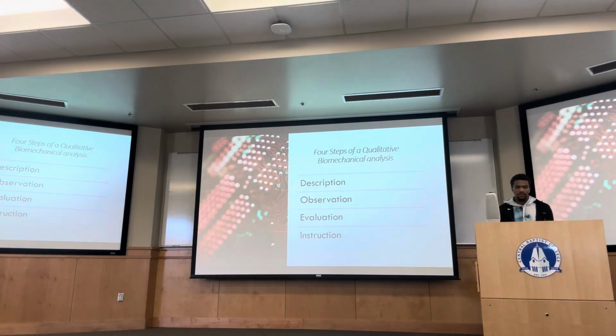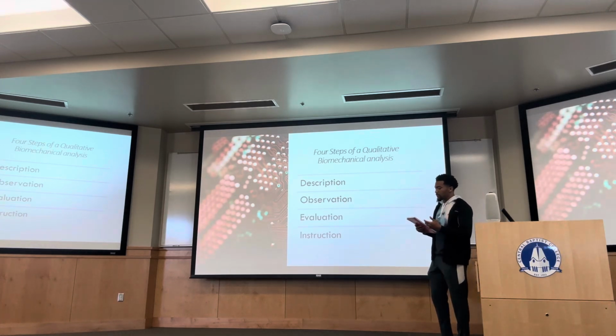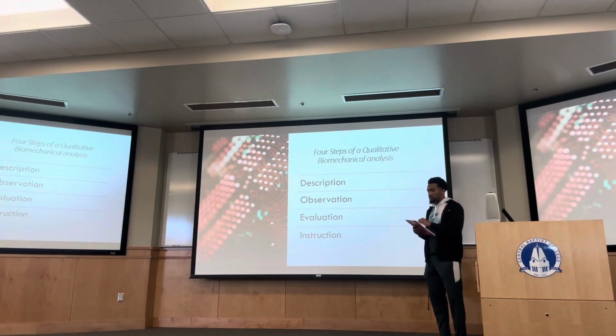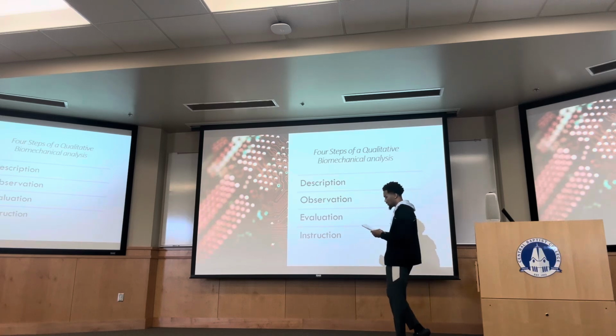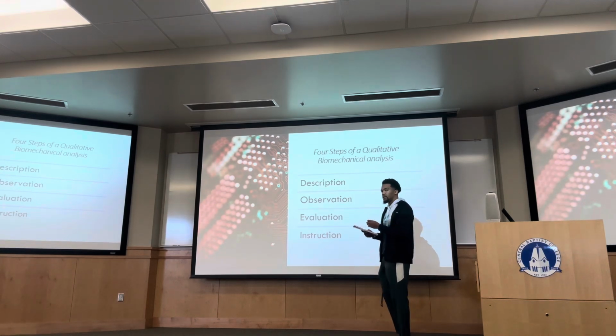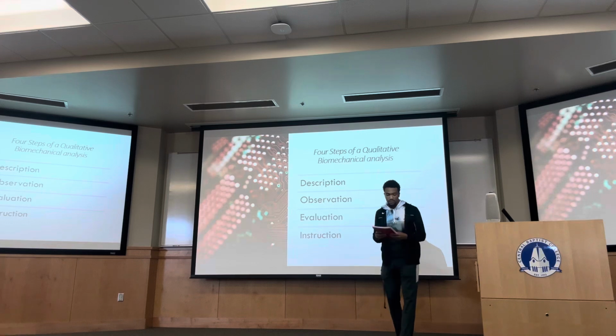Now let's talk about the 4 steps of a qualitative biomechanical analysis. We have description: you have to develop a theoretical model of the most effective technique and describe what it would look like. Determine what you want to see when you observe your athletes. Observation: you have to watch the performance of your athlete to determine what the person's technique looks like. Evaluation: you compare the ideal technique to the observed performance, and identify and evaluate errors. Instruction: educate the athlete by providing feedback and instruction necessary to correct these errors.